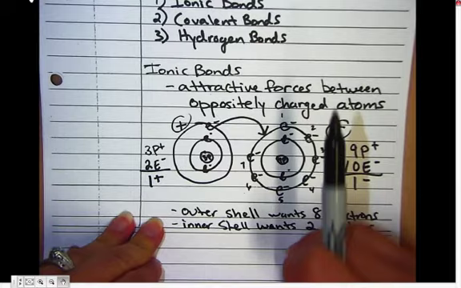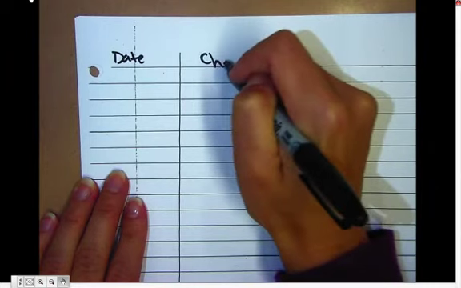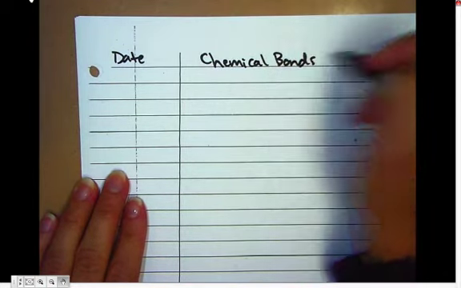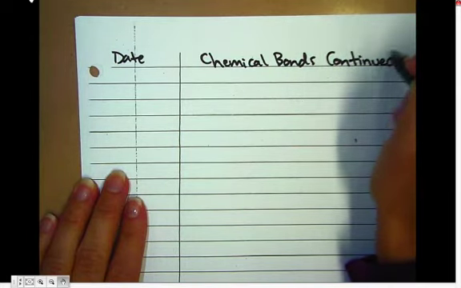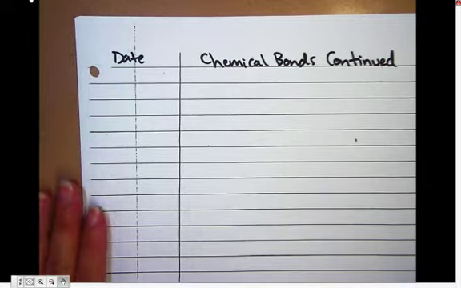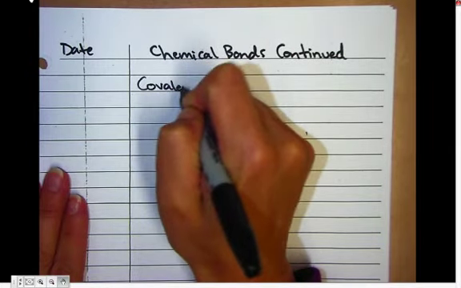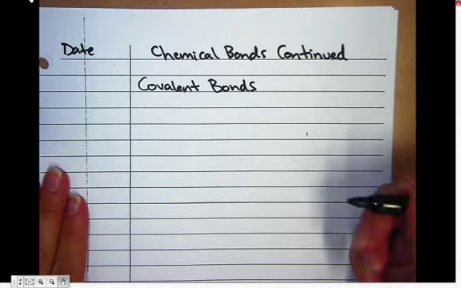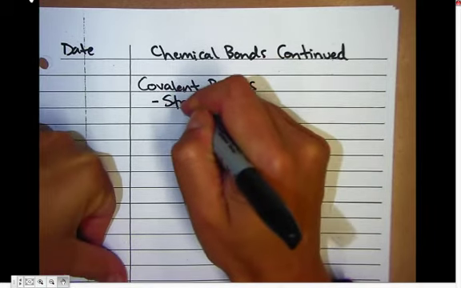Okay, I'm going to move to the next page. Again, put the date. This is chemical bonds continued. And we're going to start up here with the covalent bonds. And these are ones you're going to have to really remember. This is a strong bond.